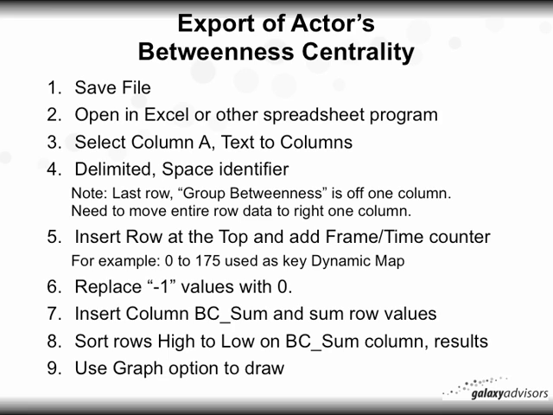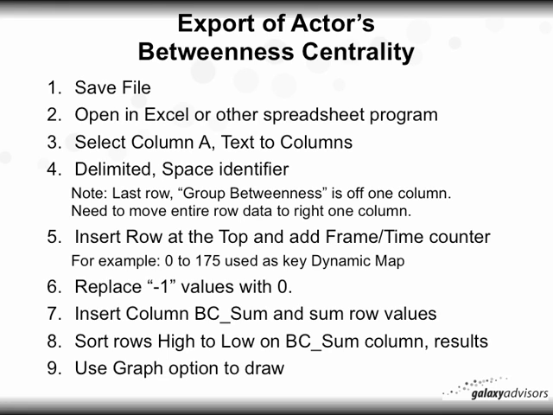When I've done this repeatedly, I've found that the last row is a group betweenness summary, and it's always off by a column after I've done the text to column. So you're going to need to move the entire row of data to the right by one column for that group, at least in the Excel spreadsheet that I've been using.